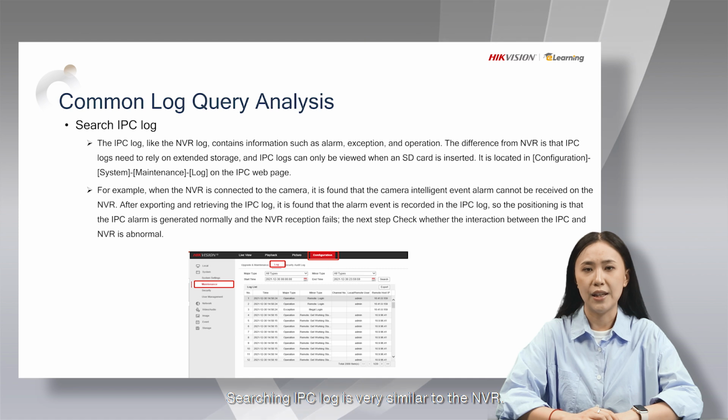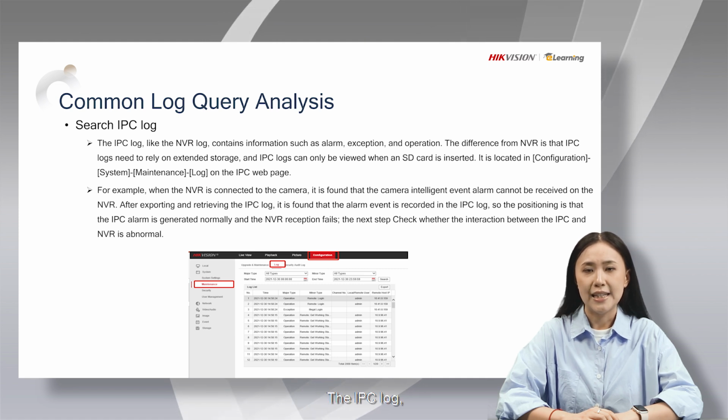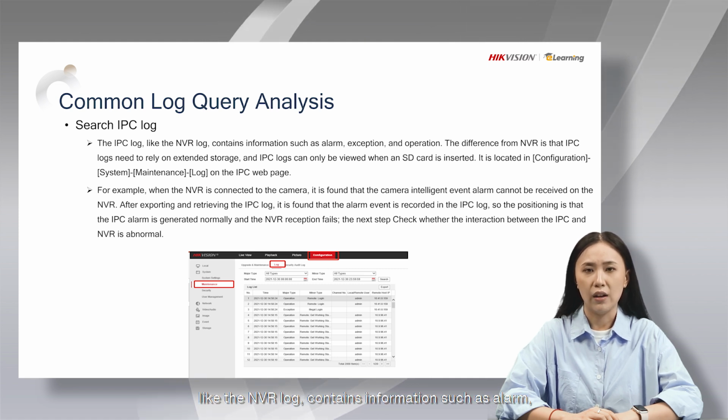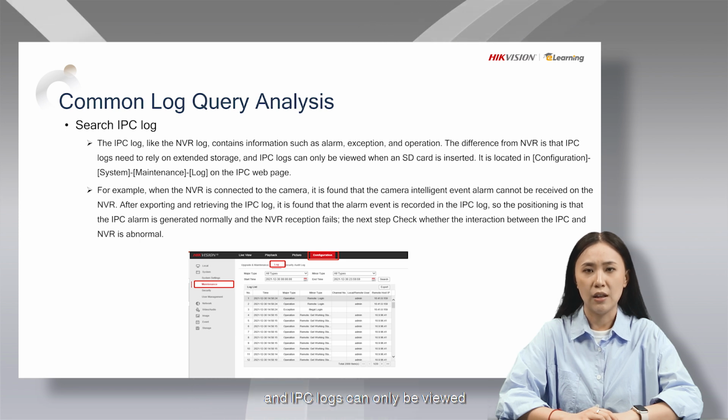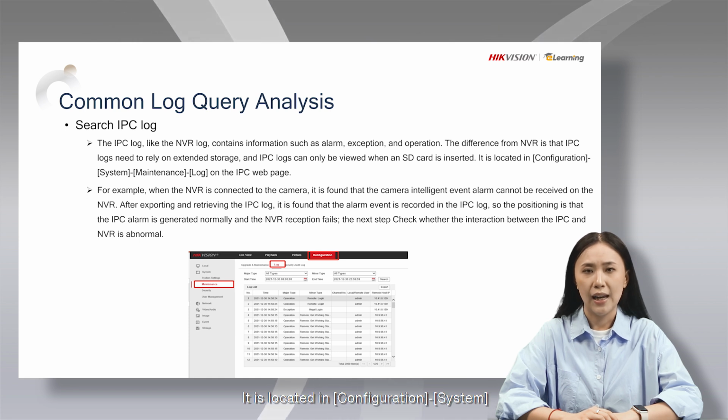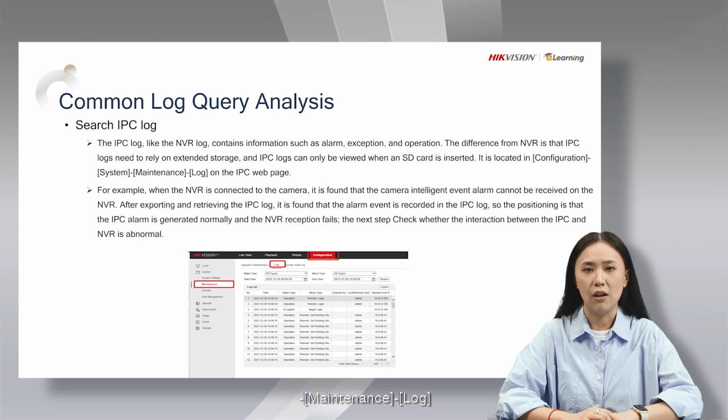Searching IPC log is very similar to the NVR. The IPC log, like the NVR log, contains information such as alarm, exception, and operation. The difference from NVR is that IPC logs need to rely on extended storage, and IPC logs can only be viewed when an SD card is inserted. It is located in configuration, system, maintenance, and log.